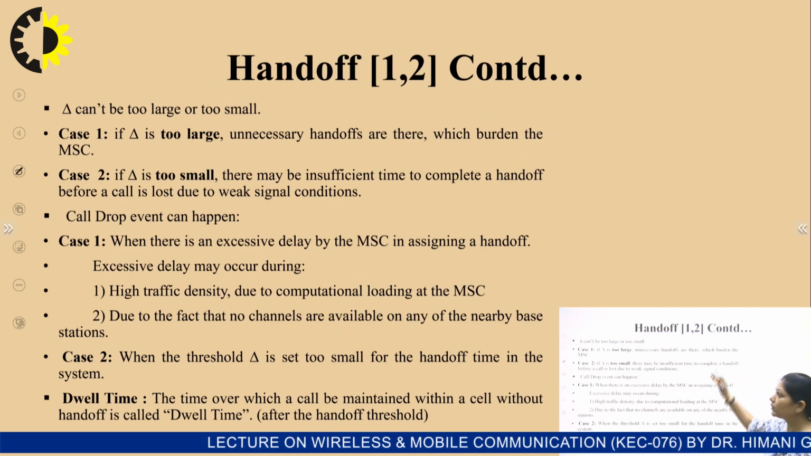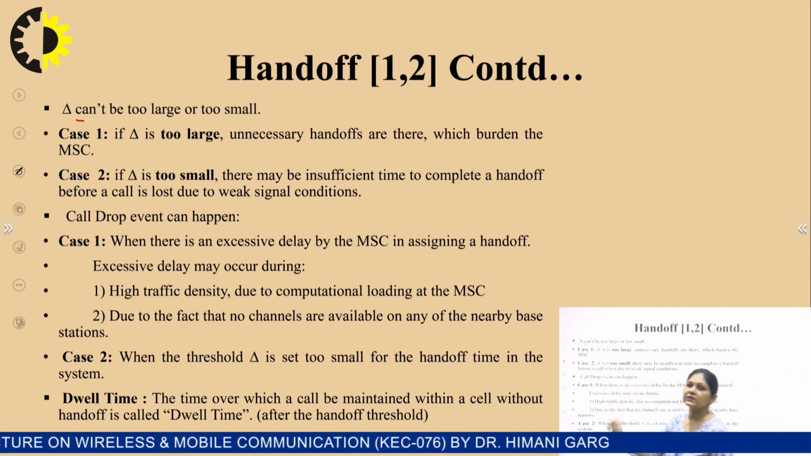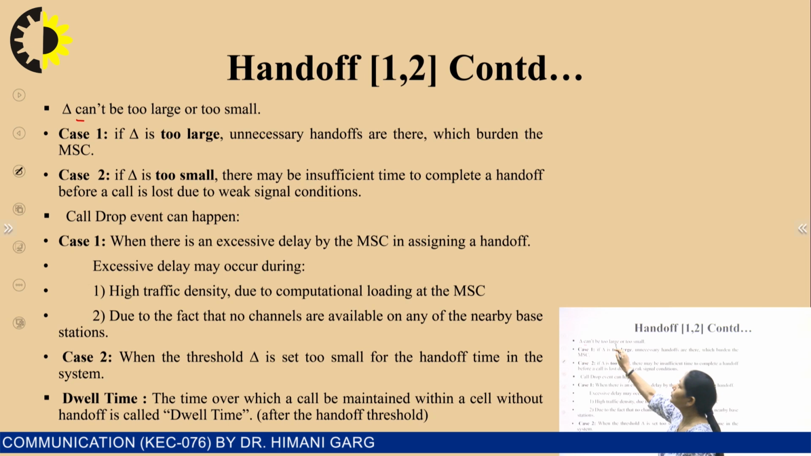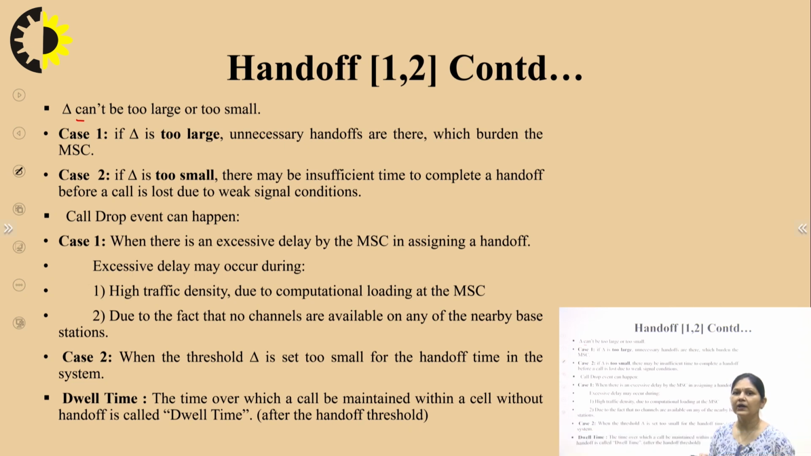So you can see the same thing that I told you in the last slide summarized here. You can see delta. What is delta? Delta is the difference between the threshold and the minimum acceptable level. Now the delta can't be too large or too small, because the MSC has to continuously monitor the value of delta and take decisions. So the delta shouldn't be too large, and it can't be too small.